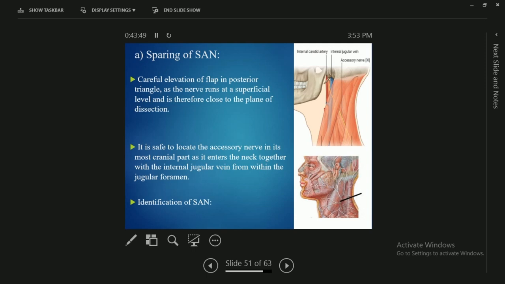It is safe to locate the spinal accessory nerve in its most cranial part, as it enters the neck together with the internal jugular vein from within the jugular foramen. Identification of the spinal accessory nerve, different methods have already been explained.